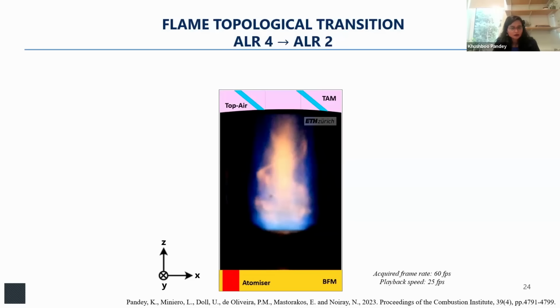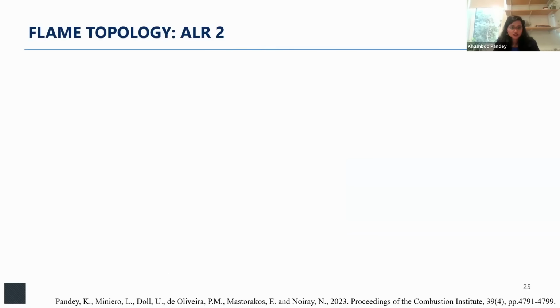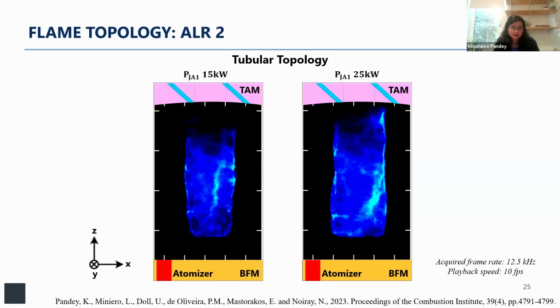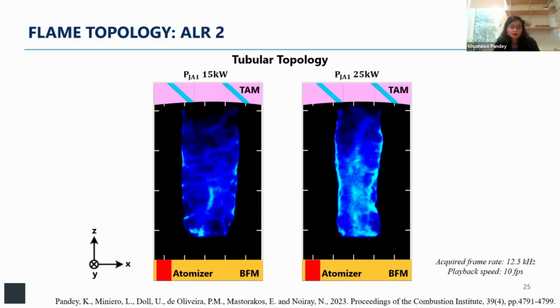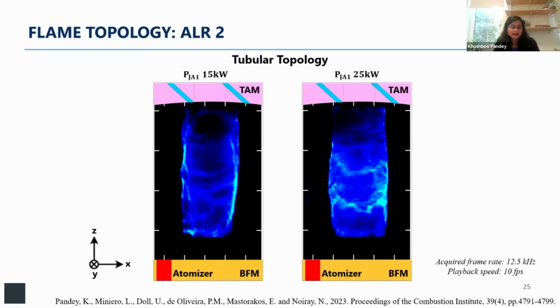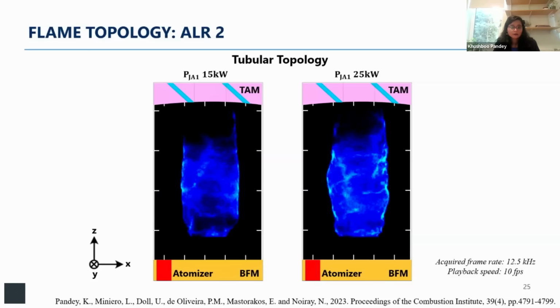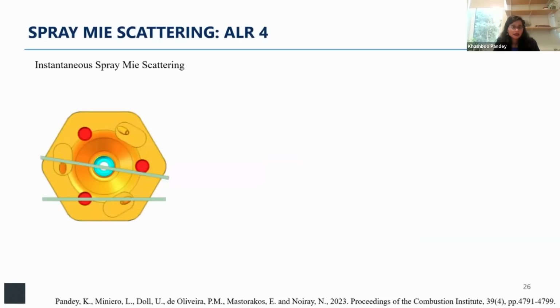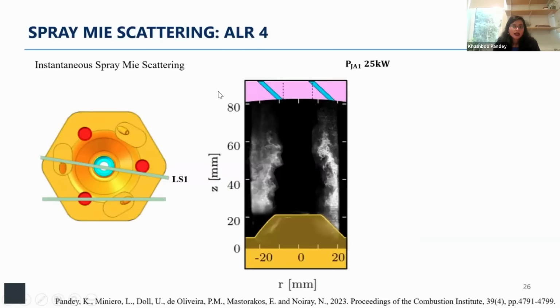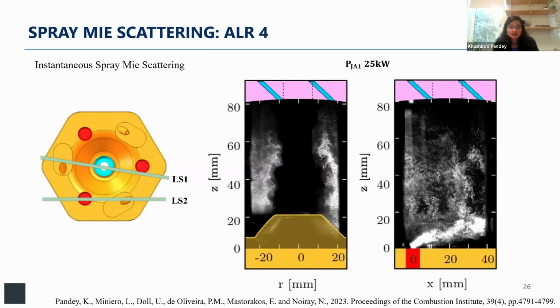To investigate how that is happening, we looked again at the flame topology at ALR2 with OH chemiluminescence, and you see it is a tubular flame mostly stabilized at the dome of the BFM. When we look at the spray Mie scattering at the central plane, sorry, this should be ALR2 over here, my apologies. At the central plane, we see a lot of intensity of droplets around the tubular flame, suggesting unburned fuel. And when we look at the injection plane, we again see unburned fuel intensities.